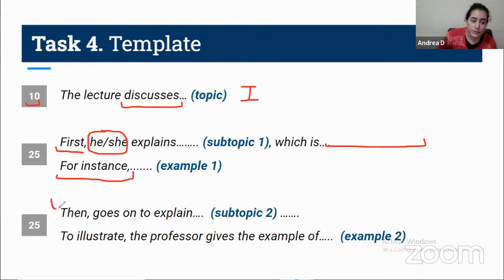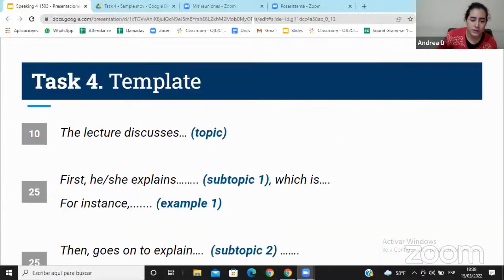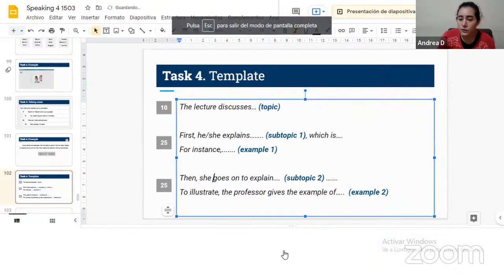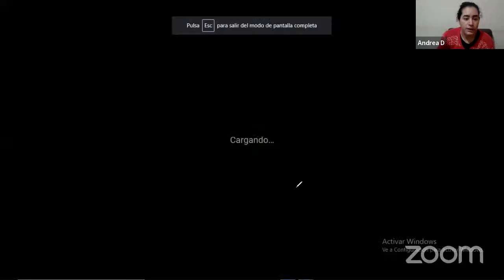Then you need to move on to the second one. So you have your transition. And I'm sorry, this is wrong. I'm missing the pronoun here. So then she goes on to explain, and then you need to explain the second subtopic, right?